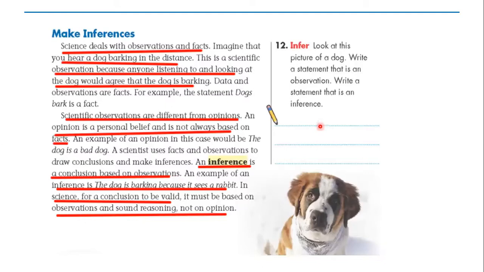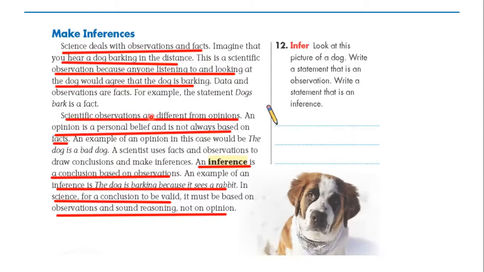Make inference. Science deals with observation and fact. Imagine that you hear a dog barking in the distance. This is a scientific observation, because anyone listening to and looking at the dog would agree that the dog is barking. Now, data observations are facts. For example, the statement dogs bark is a fact.